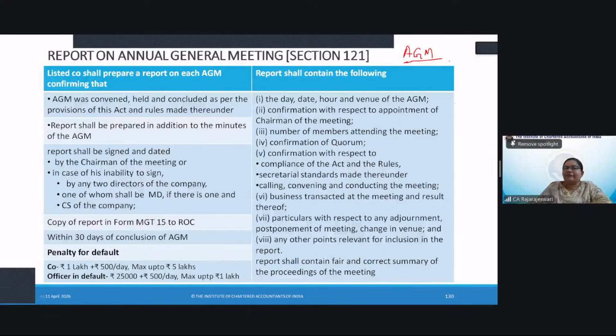Then, after the AGM, you submit a report in MGT 15 to the ROC. I'm sorry, MGT 15, not 5, a slip of the tongue. So MGT 15 to ROC. What the report should contain and who should submit the report.